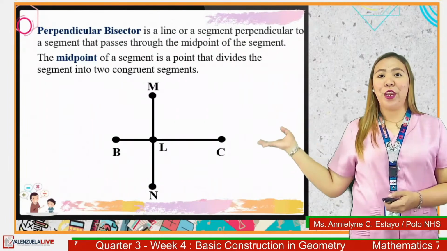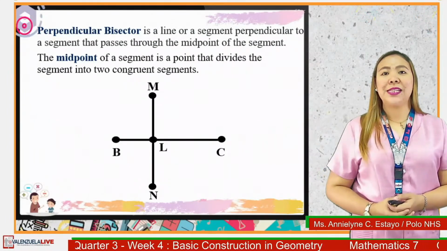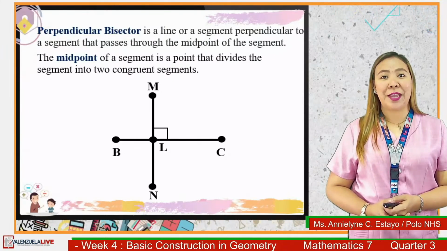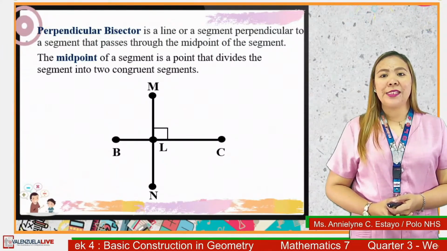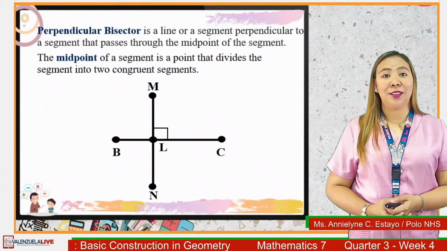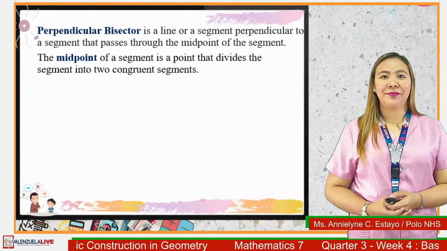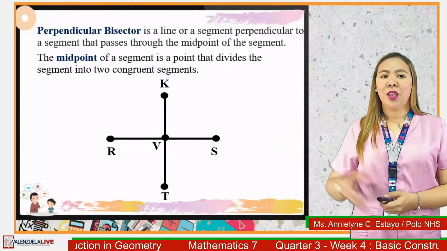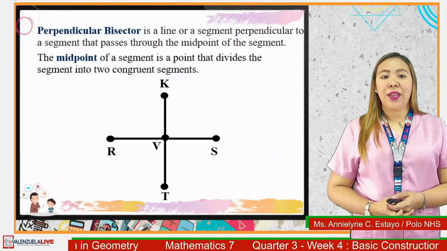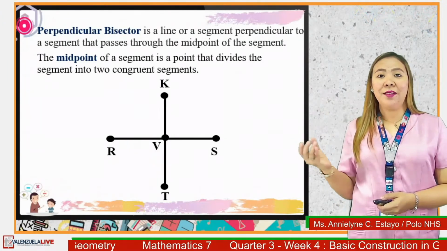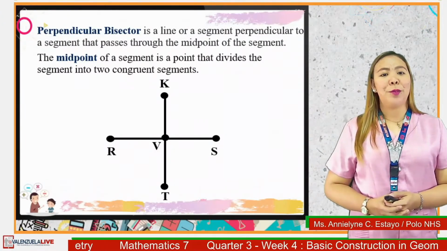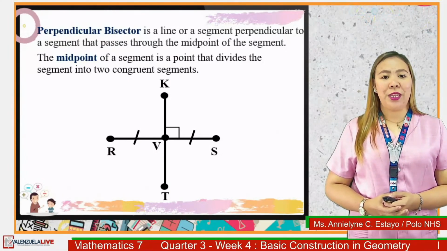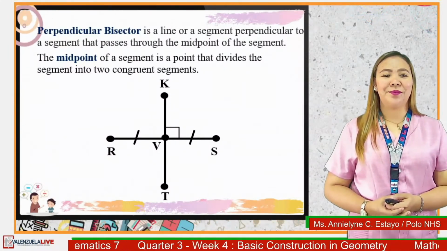On the given figure, it shows that segment MN is only perpendicular to segment BC, since point L is not the midpoint. How about the second figure? We can say that segment KT is perpendicular bisector of segment RS because point B is the midpoint.